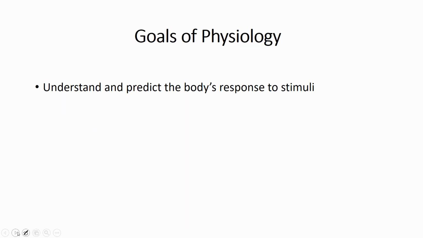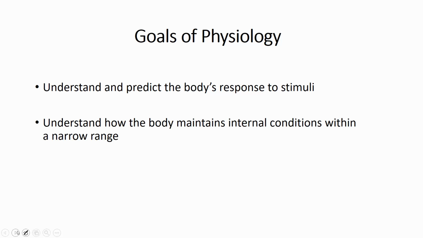Physiology has 2 main goals. One is to understand and to predict the body's response to stimuli. The second goal is to understand how the body maintains internal conditions within a narrow range. This is homeostasis. We'll talk a lot about homeostasis later on, as I said. It's very complex, but it's key to understand, and it's essential for life. We'll talk more about this when we get to the section on homeostasis.